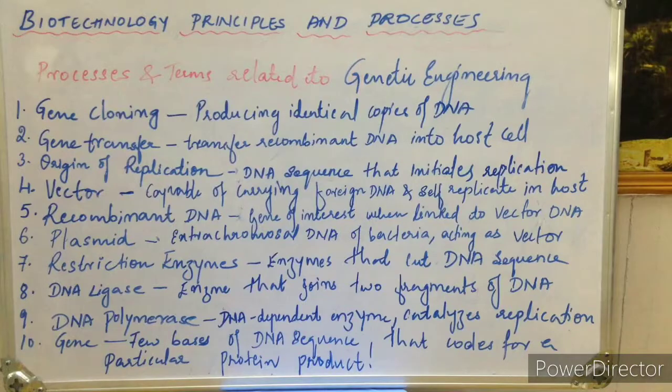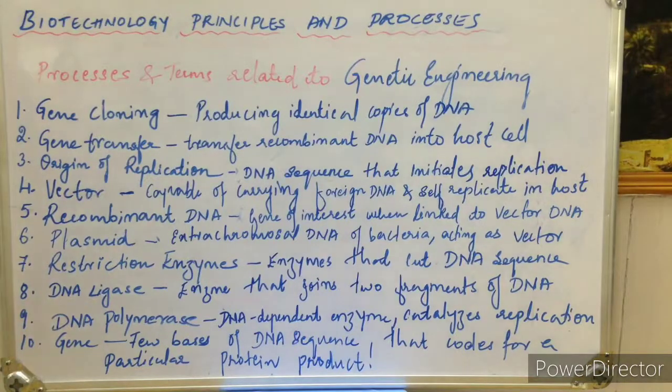When you want your gene of interest to get copied in the other organism or the host organism, then you are going to link the gene of interest to the vector DNA that has the origin of replication. Then it has the capacity to independently replicate in the host organism. So the origin of replication is nothing but a specific DNA sequence in the chromosomal DNA that is responsible for the initiation of DNA replication.